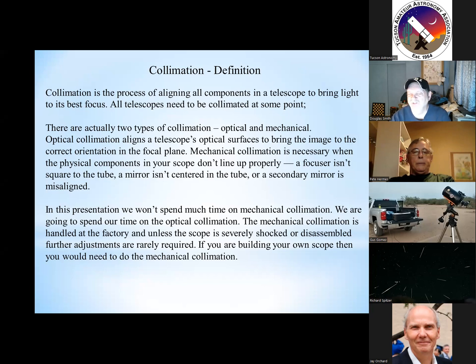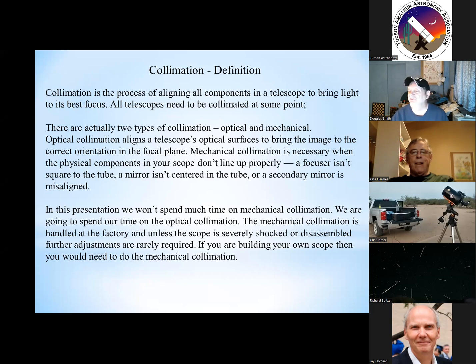Okay, that being said, collimation is usually broken down into two different areas. There's optical collimation and there's mechanical collimation. Now, optical collimation, which is what I'm going to talk about, is where you line up all the telescope's optical surfaces, essentially, to bring the image to the correct orientation in the focal plane of the telescope.